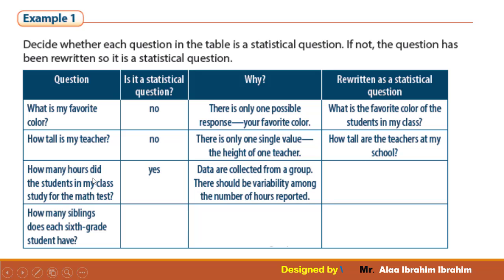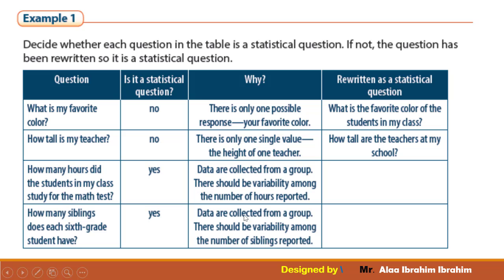So there's no rewrite because it's already ready for you as a statistical question here. How many siblings does each sixth grade student have? Sibling here means the number of brothers or sisters you have. So this is yes, because there are many different answers. So I'm dealing with a statistical question here. Data are collected from a group. There should be variability among the number of siblings reported. So the idea for a statistical question is that you have to deal with a group, not one single thing.